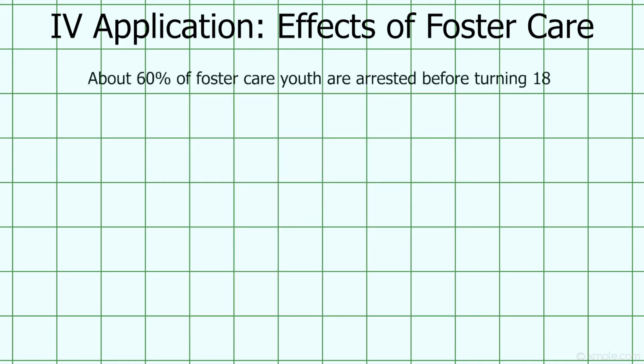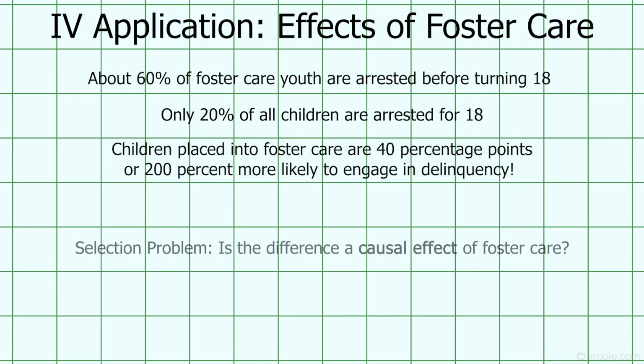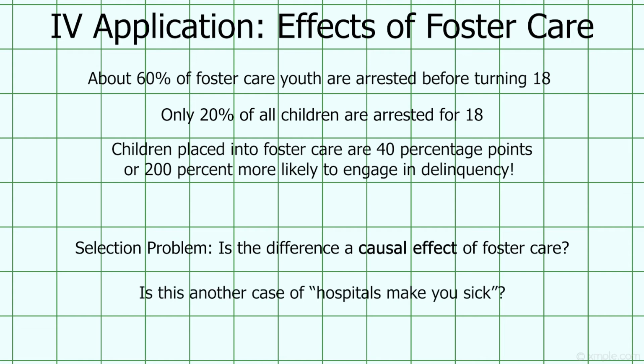If we perform a raw comparison, about 60% of children placed into foster care are arrested before they turn 18, compared to only 20% of children in the general population. So the simple difference in means is a staggering 40 percentage points, or 200%. However, by now you should realize the selection problem at work here.